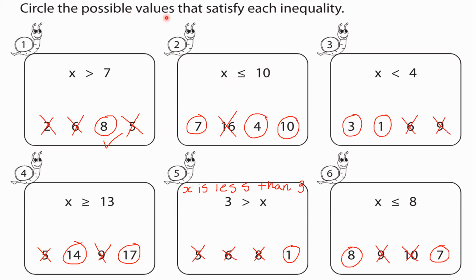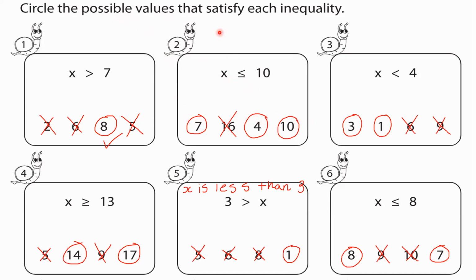Okay, so the process is: we look at it, it's less than or equal to 10. Remember, that's the sign. So then we put 4, so we circle 4. We cross out the 16 because 16 can't be equal to 10. So we circle the 4, then we circle the 7, and then we circle the 10. Wow. So 7, 4, and 10.